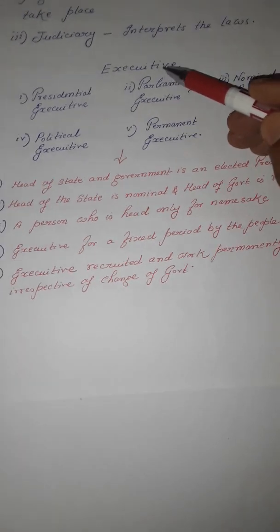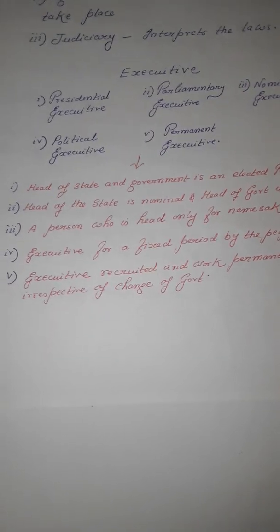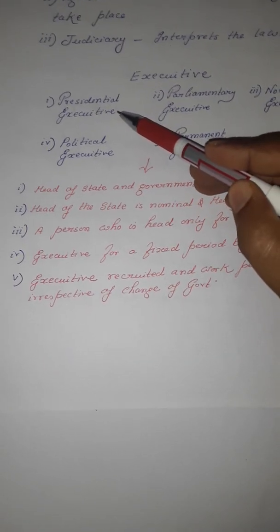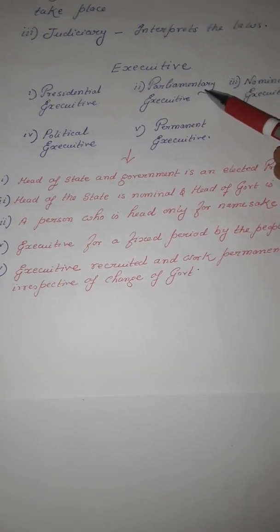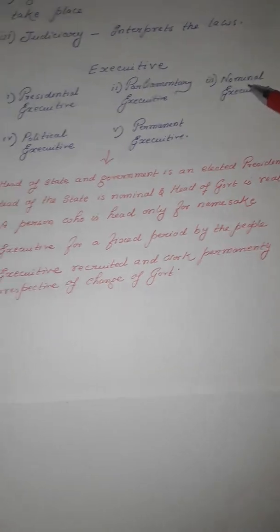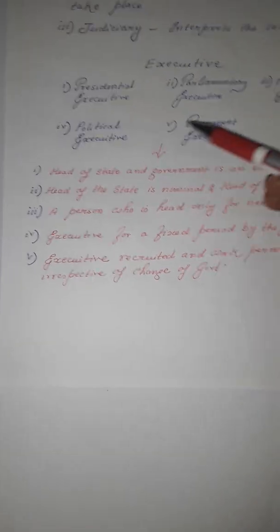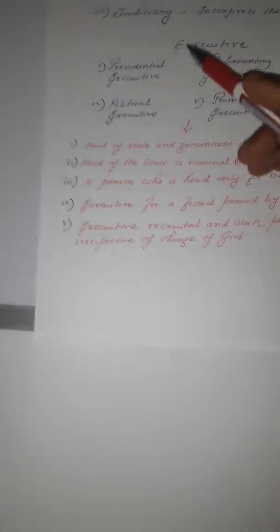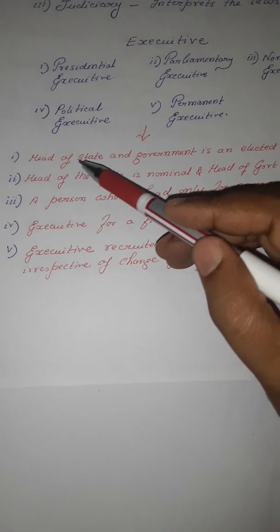Okay. Next, what you need to know is about the classifications of executives. The first one, presidential executive. Next, parliamentary executive. Third, nominal executive. Fourth, political executive. Fifth, permanent executive.